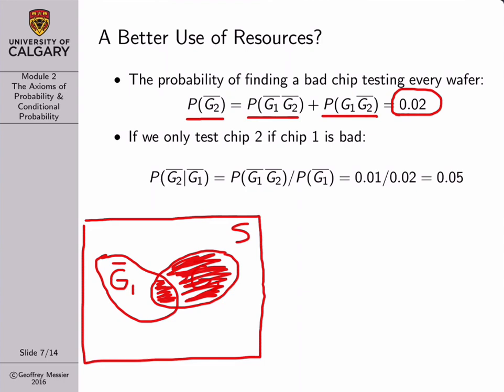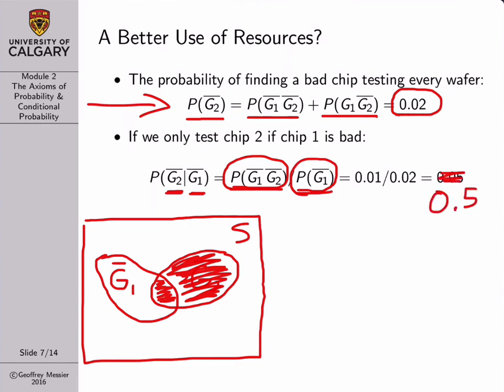So what we're really trying to figure out is, if we know for sure that G1 is bad, what's the probability that G2 is also bad? It's equal to the probability that they're both bad, just by the definition of conditional probability, divided by the probability that G1 is bad. This top probability we have directly from the previous slide. This probability we can determine using exactly the same method that we did up here. And so then we get 1% divided by 2%. This is a typo. It's not 0.05, it's 0.5.